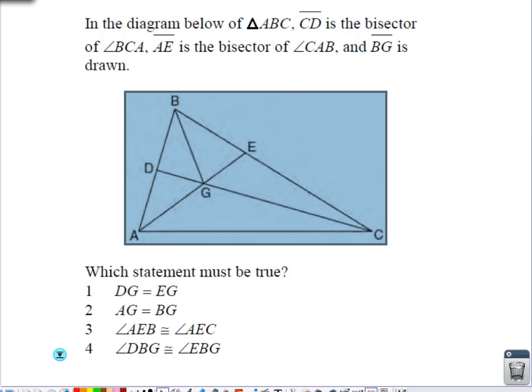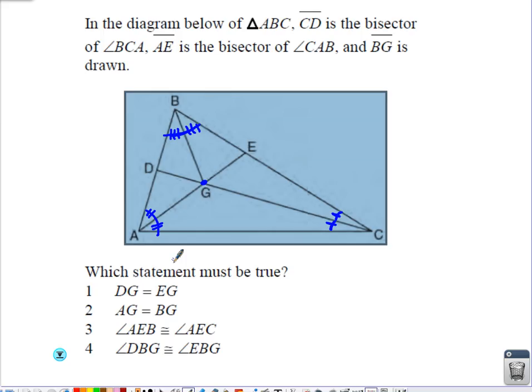Any questions? In the diagram below, triangle ABC, CD is a bisector of angle BCA. CD is a bisector of the angle, which means this and this are the same. It also says that AE is an angle bisector, which means that and that are the same. And it's going to say, without even reading it, that that's also going to be a bisector. So you have three angle bisectors drawn. So which of these statements must be true? First off, this is not one of them on the list. What is G?